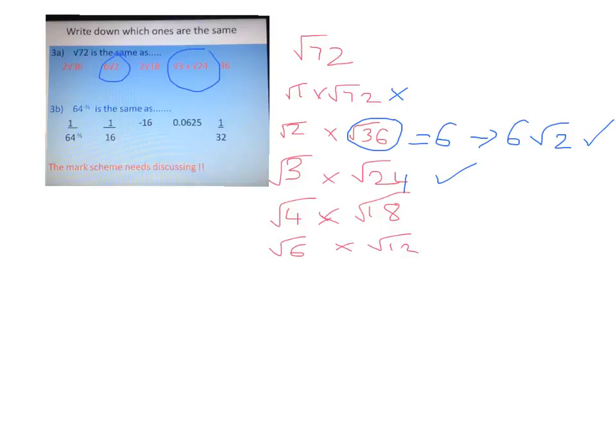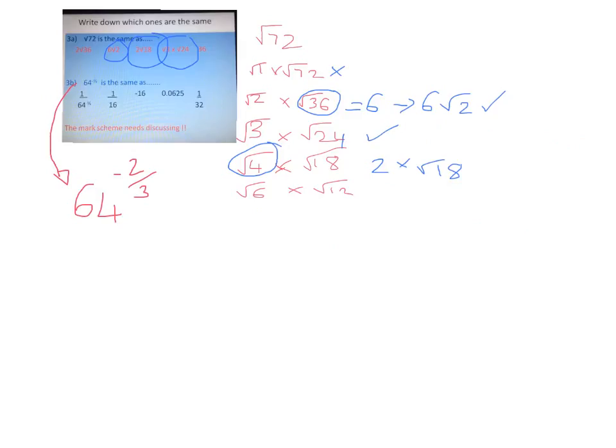Then we've got root 4 times root 18. Now that's not on the list, but if we think about what we know about root 4, we know the square root of 4 is 2. So that's just 2 root 18. 2 root 36 from the question can't be the case because we've said that's root 2 times root 36. And the final one, 1 over 36, can't be right because the square root of 72 isn't 36.